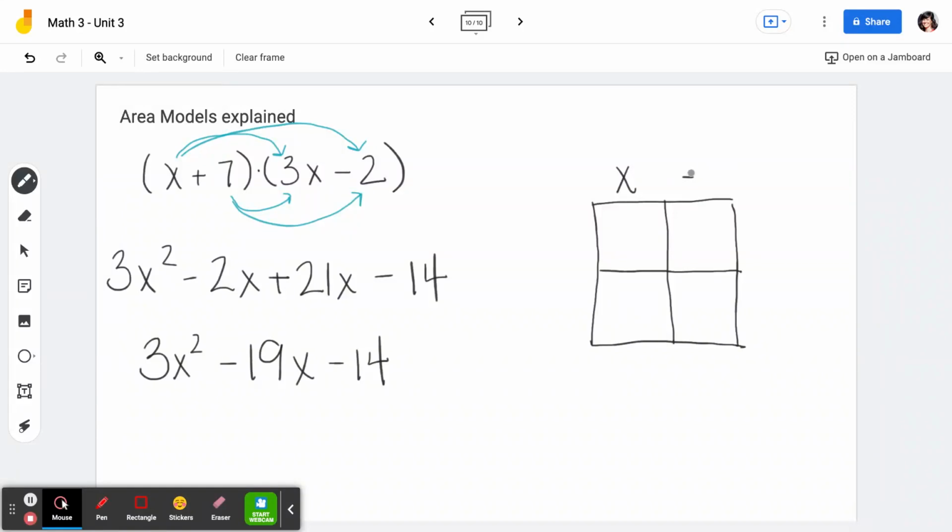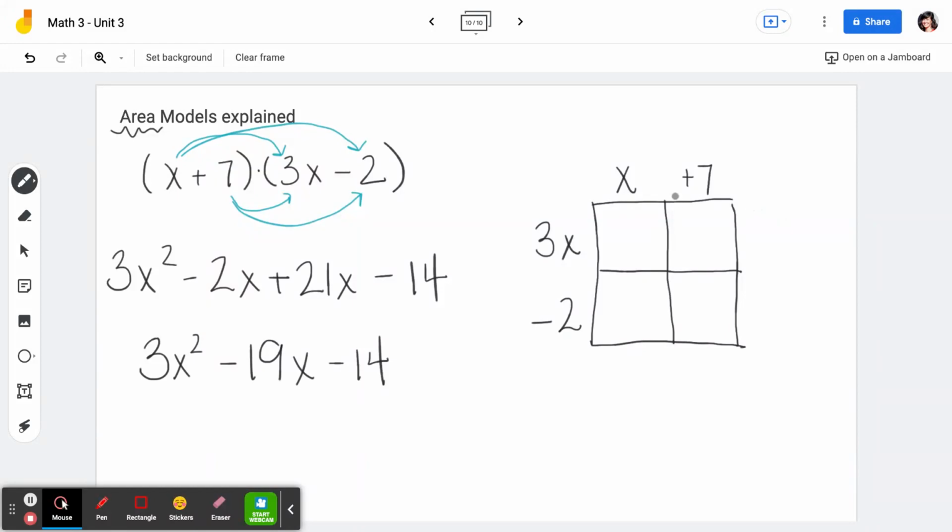So this is x plus 7. I'm going to think of x and 7 separately when I multiply. And then this is 3x minus 2. So these are my two factors, and I'm going to multiply x plus 7 times 3x minus 2. This is area because that's how we find area, right? We multiply base times height and we find the area, which is multiplication.